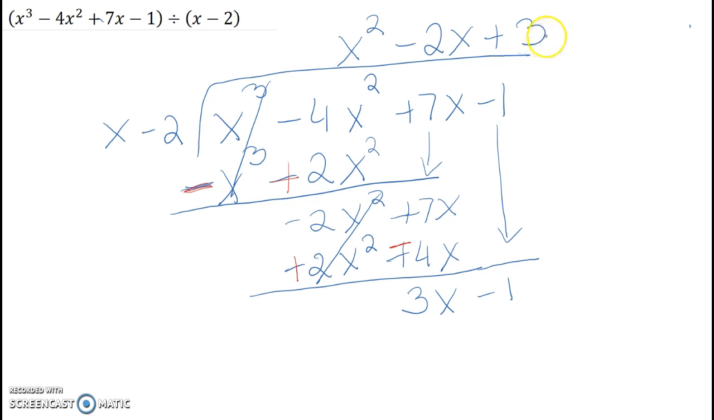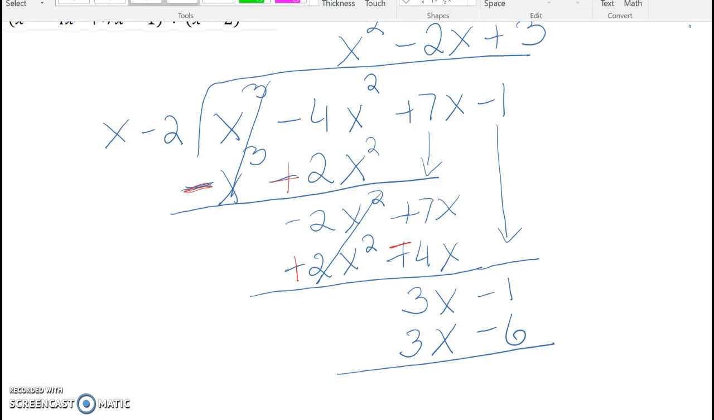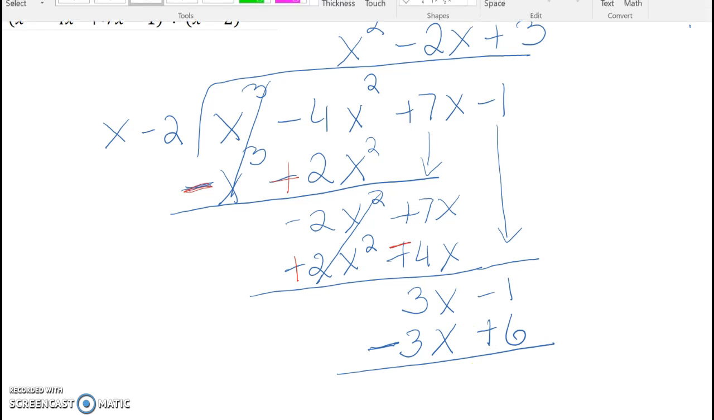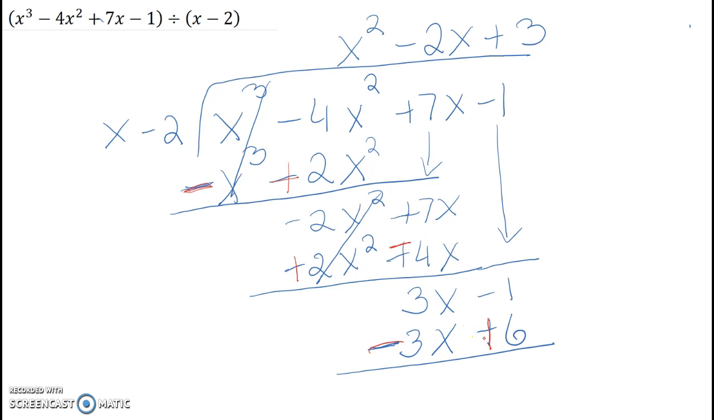And again, multiply. 3 times x is 3x, and 3 times negative 2 is negative 6. Again, we will subtract by switching the signs to their opposites. Now we will combine like terms. 3x minus 3x does cancel out because it's 0, and negative 1 plus 6 is 5.